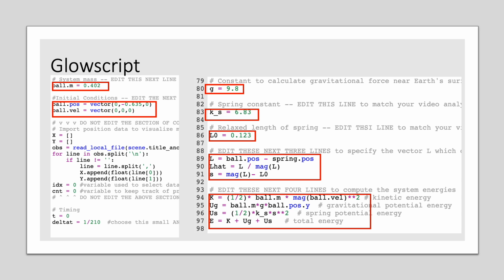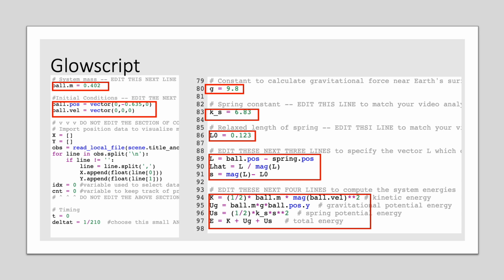Next, I updated the spring constant and the relaxed length of the spring as calculated. Then I updated L to be equal to the ball position minus the spring position. L hat equals L divided by the magnitude of L, and s equals the magnitude of L minus L0.